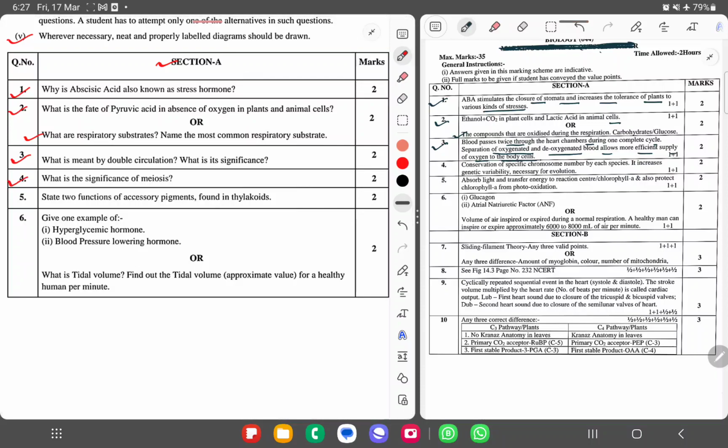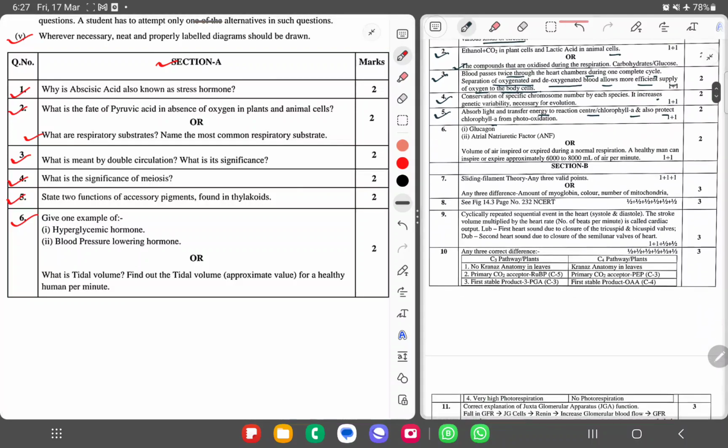What is the significance of meiosis? Conservation of the specific chromosome number of each species; it increases the genetic variability necessary for evolution. Question number 5. State two functions of accessory pigments found in thylakoids. The answer is, absorb light and transfer energy to the reaction center chlorophyll a for photooxidation.